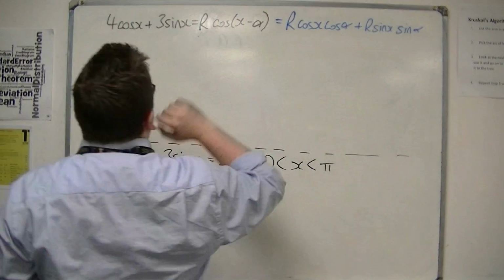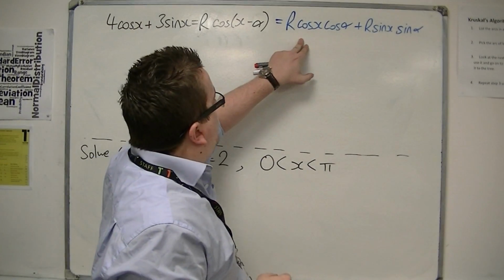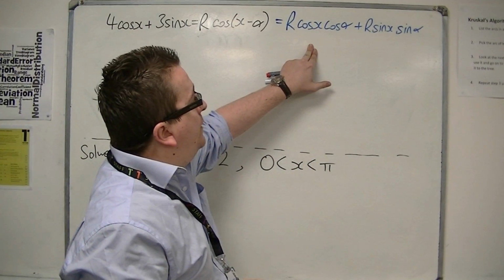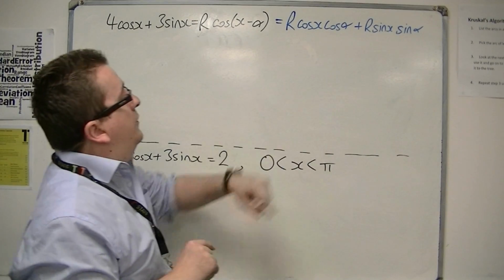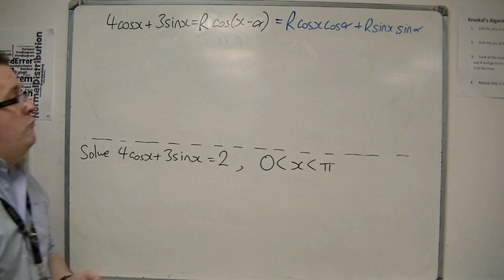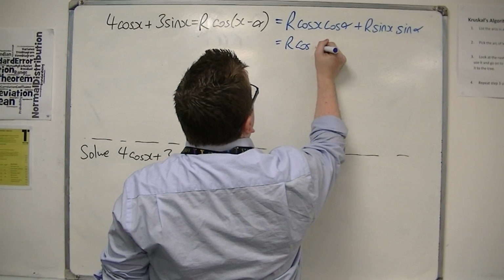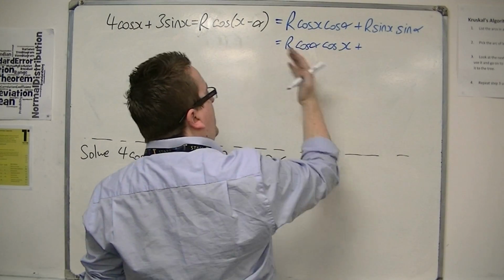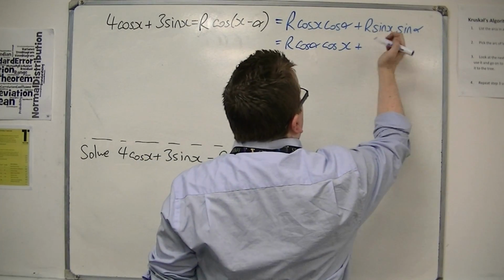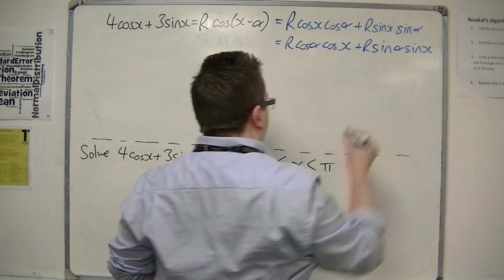Now r cos (x minus alpha), using the trig formulas, can be expressed as r cos x cos alpha plus r sine x sine alpha. That's from the formula booklet. Okay, so expanding it. Now if I reorder that, it could be written as r cos alpha cos x, writing the cos alpha on the left, and writing the sine alpha on the left, we're going to have r sine alpha sine x.